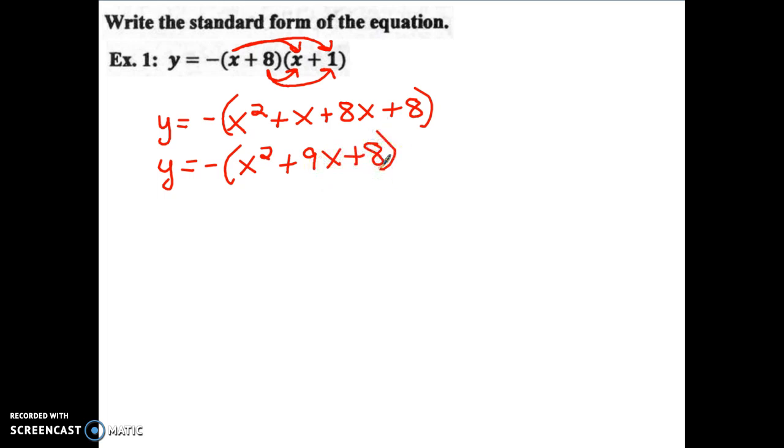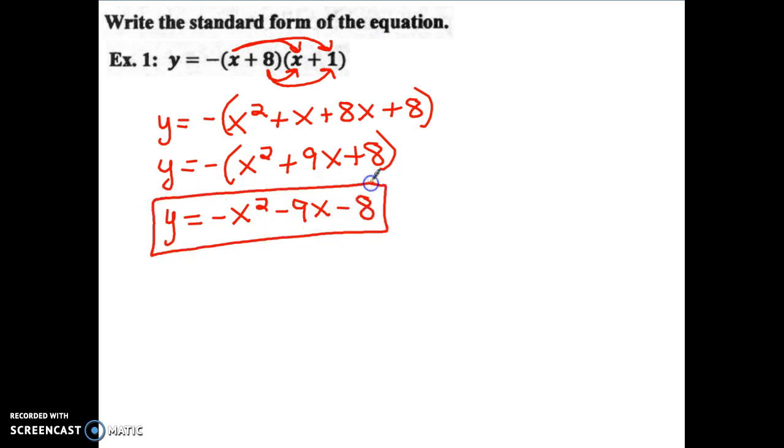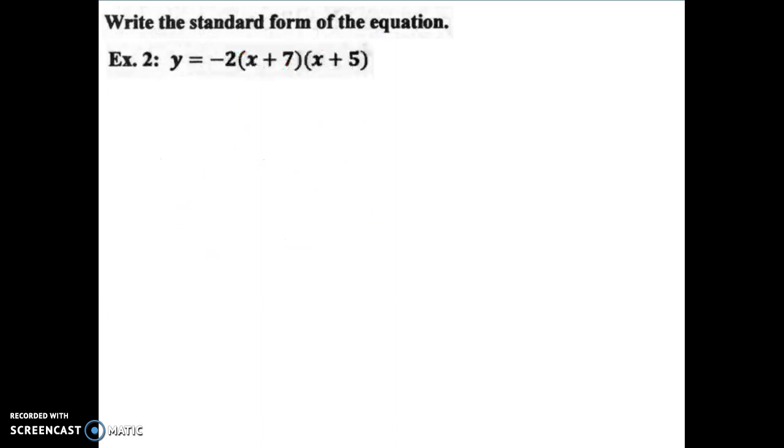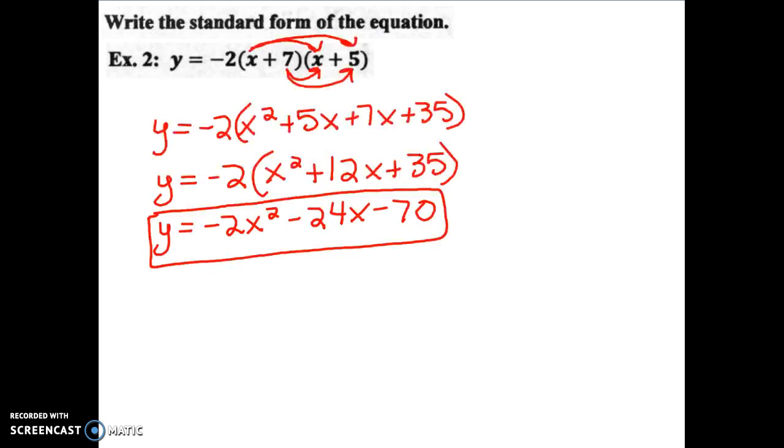So now we've finished multiplying our binomials. All we have to do now is distribute the a, which is this -1. So our final answer will be negative x squared minus 9x minus 8. And you have now converted that from intercept form to standard form. Okay, now I want you guys to try the next one by yourself. Go ahead and pause, try it out, and press play when you want to see what you should have gotten. All right, so take a look here. This is what you should have gotten for example 2.